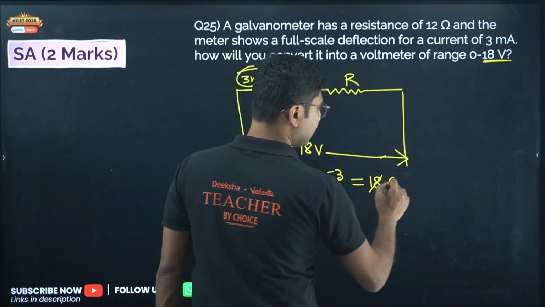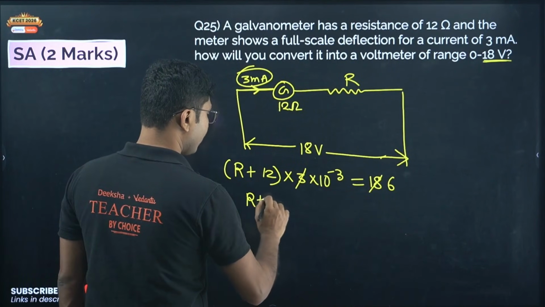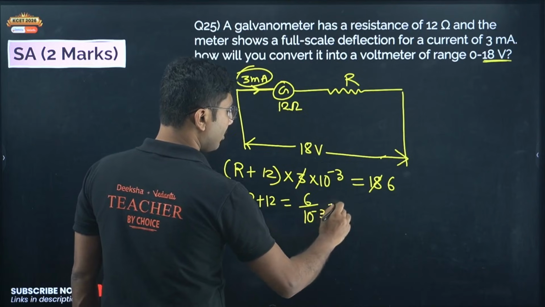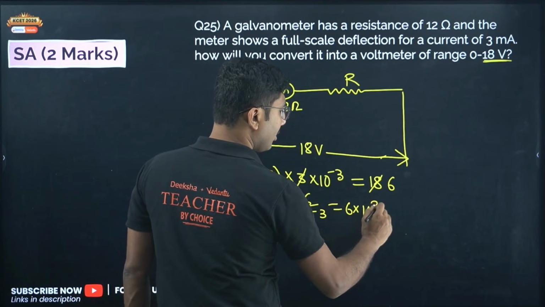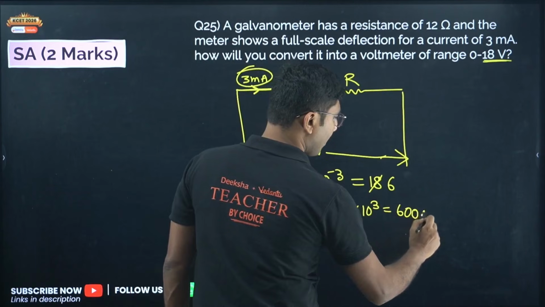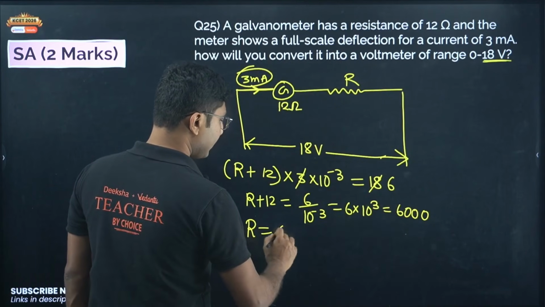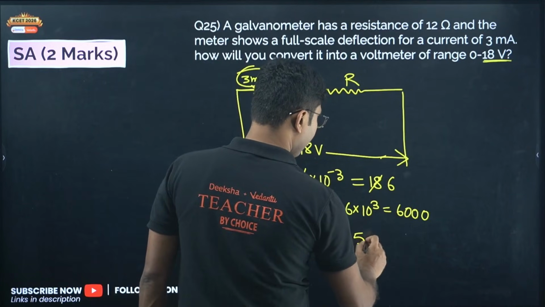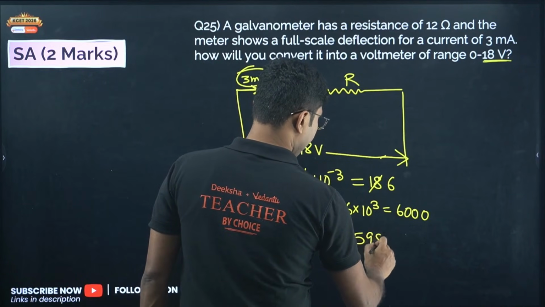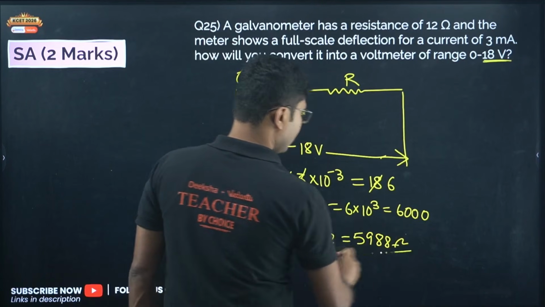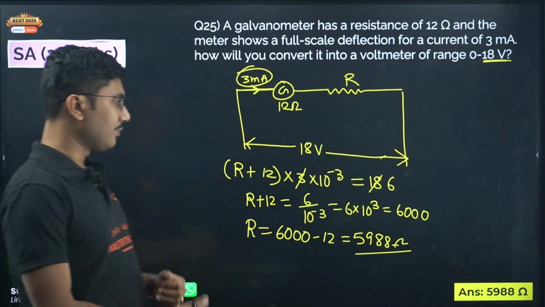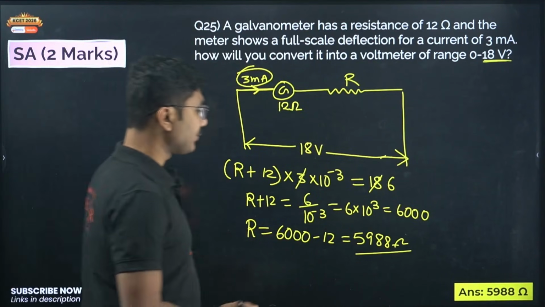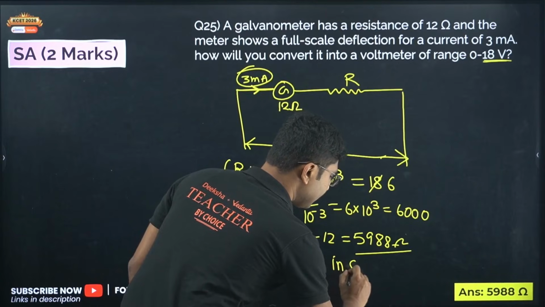3, 6, 18. So you get R plus 12 equals 6 divided by 10 to the power of minus 3, or 6 into 10 to the power of 3, or 6000, or R equals 6000 minus 12, that is 5988. Simple question, simple answer. 5988 ohm is the resistance that you have to connect in series. So you have to mention that in series.